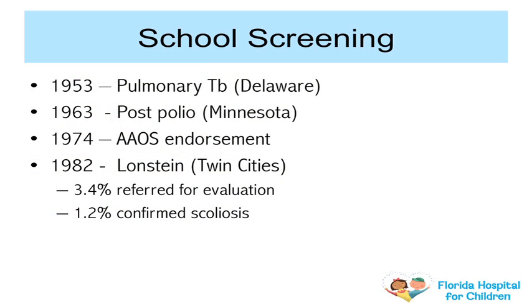School screening has historically had a large role in terms of detecting scoliosis. Its origins trace back almost 60 years, where kids in Delaware were screened for tuberculosis. And it's been endorsed since 1974 by the American Academy of Orthopedic Surgeons. In fact, in 1982, John Lonstein in Minneapolis, St. Paul, documented that of the kids who were evaluated for scoliosis, 3.4% tested positive and were referred for evaluation. And of those children, about half of them, or 1.2%, were confirmed to have scoliosis.